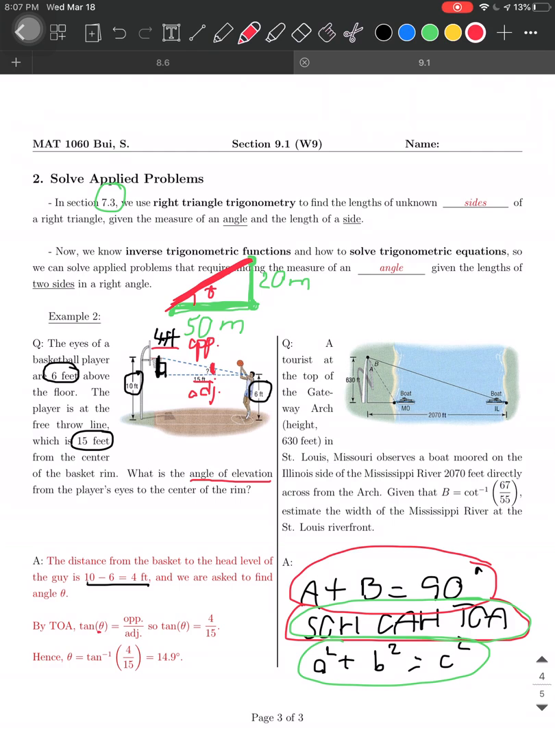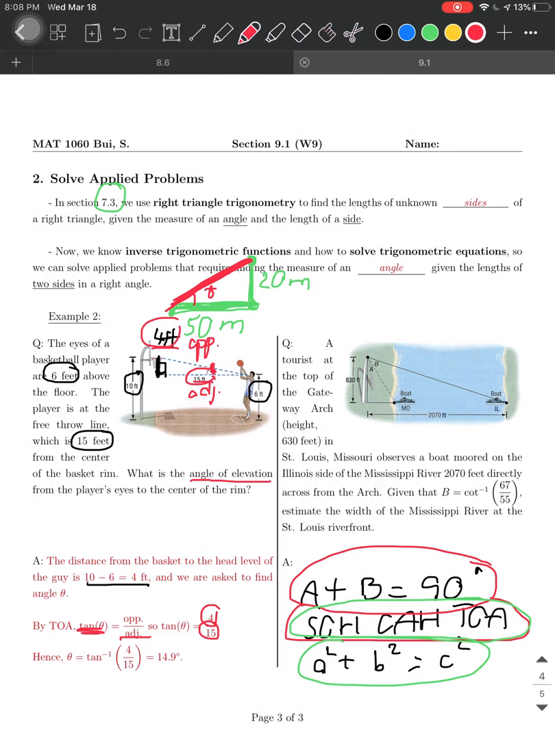So what do we do after that? We have to set it up. By TOA, we have tangent of theta equals opposite divided by adjacent. Now we know that opposite is 4, so we plug it in. Adjacent is 15, and we also plug it in. So we have tangent of theta equals 4 divided by 15. And after that, we're going to calculate the angle.